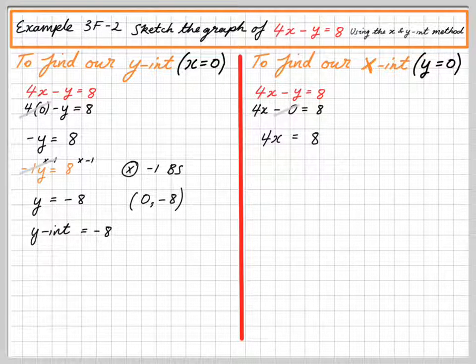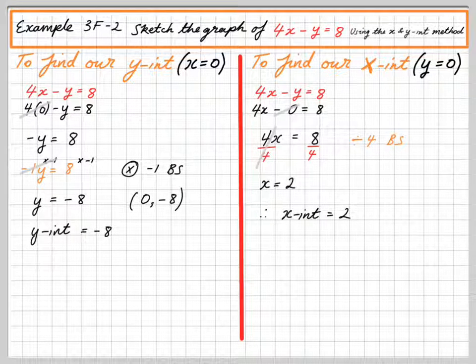Now to get x by itself, we divide 4 on both sides. As you can see, the 4 disappears. I just want to show that we divided 4 on both sides to cancel and get x by itself. And we have x equaling 2. So therefore, our x-intercept is equal to 2, and the coordinate for that will be 2, 0. That's about it.